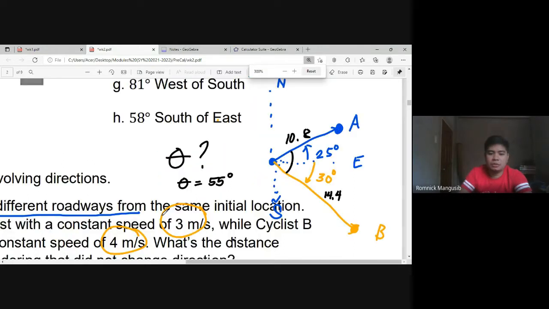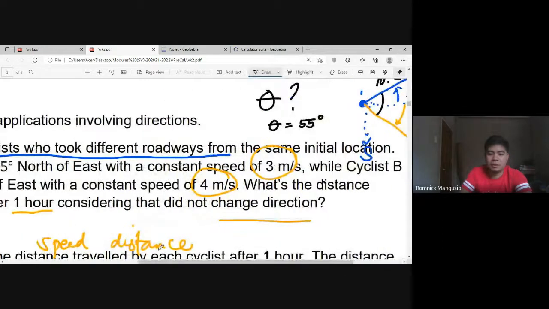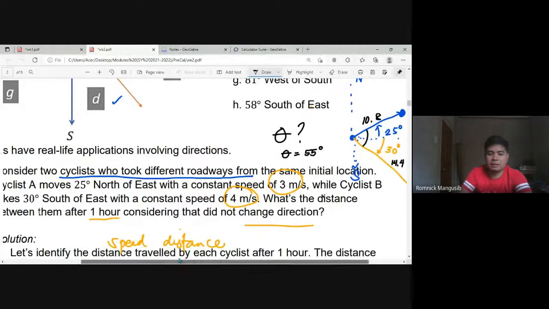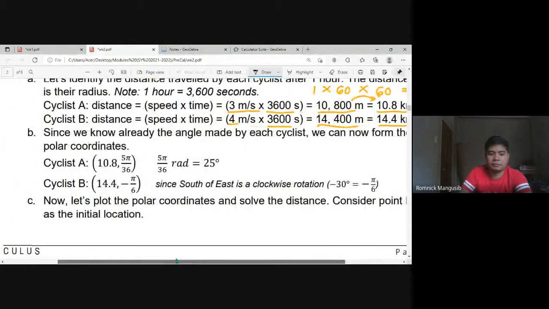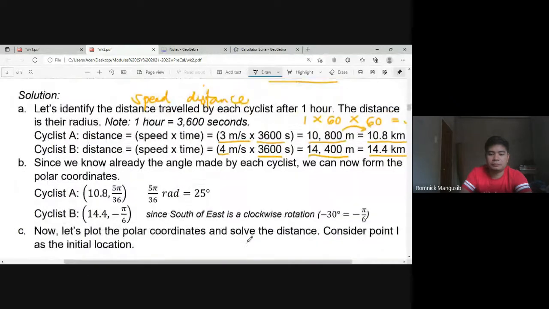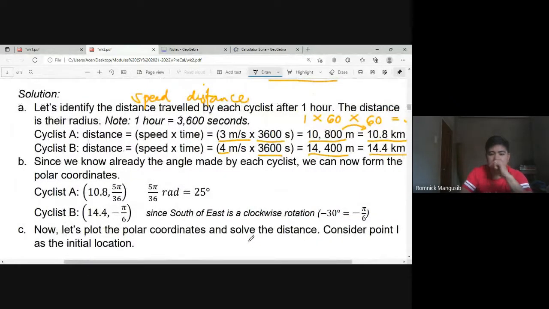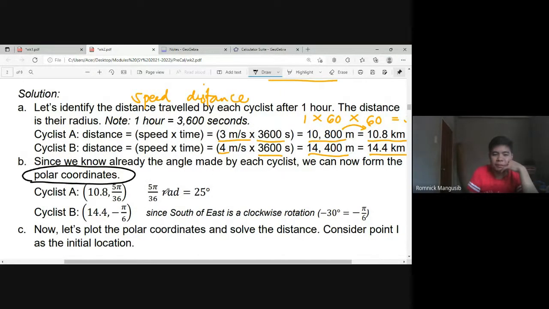And so to appreciate and be able to understand well, I think presented dito ang illustration kung paano nakuha ang 55 degrees. Pero class, itong nakikita ninyo dito, it's the polar coordinates. I-convert lang natin ang 25 degrees into radian. That's 5 pi over 36 radians. And we just converted negative 30 degrees.